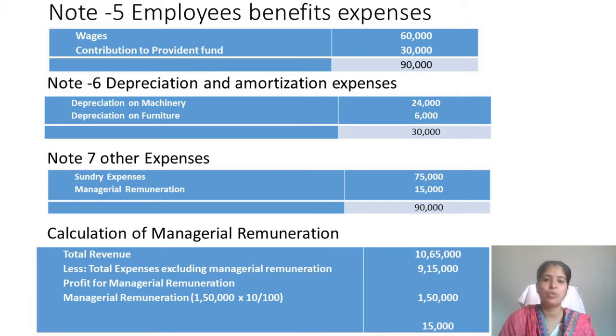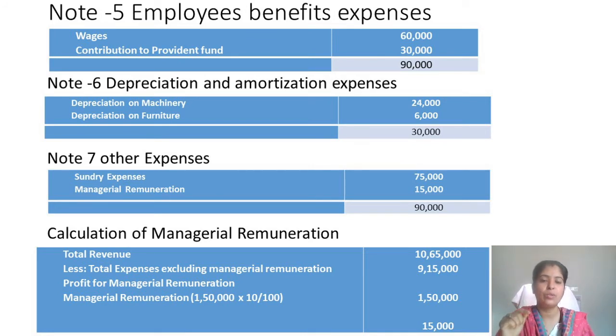Calculations of managerial remuneration. Now let us see what exactly your profitability is. Total revenue is 10,65,000. How did you get this? 10,50,000 is revenue from operation, and discount earned is 15,000. Total 10,65,000, less total expenses excluding managerial remuneration. We don't know how much the managerial remuneration is, so it is 9,15,000. You will get this 9,15,000 from your profit and loss statement easily.